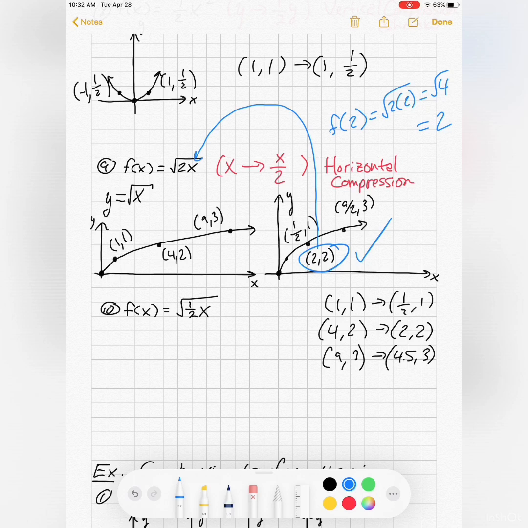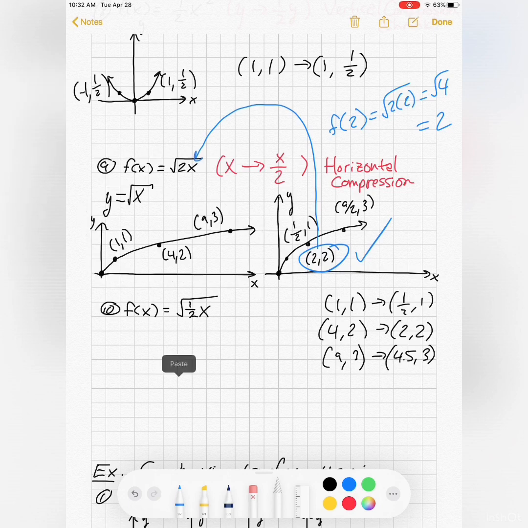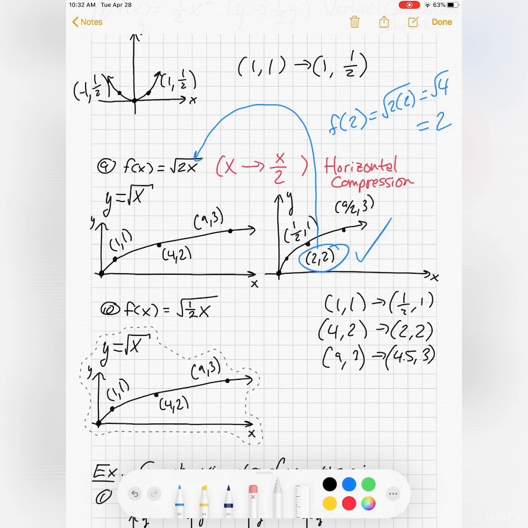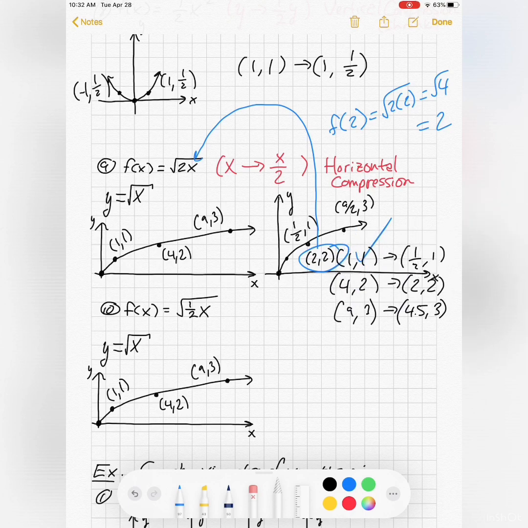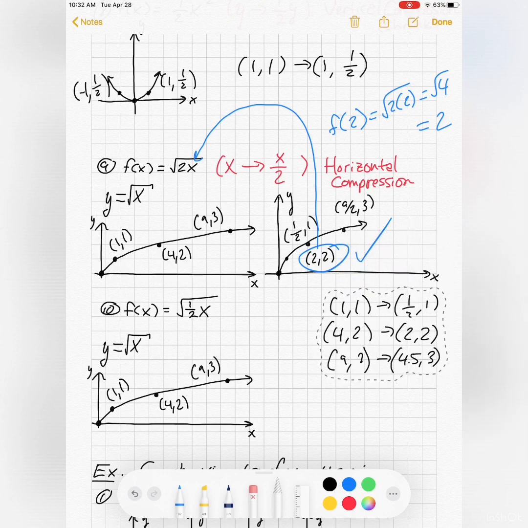So if you look down here, same idea. Let me start with this basic graph again, square root of x. It's the base graph. Get these out of the way. And we could probably get rid of those. They're already on the graph.